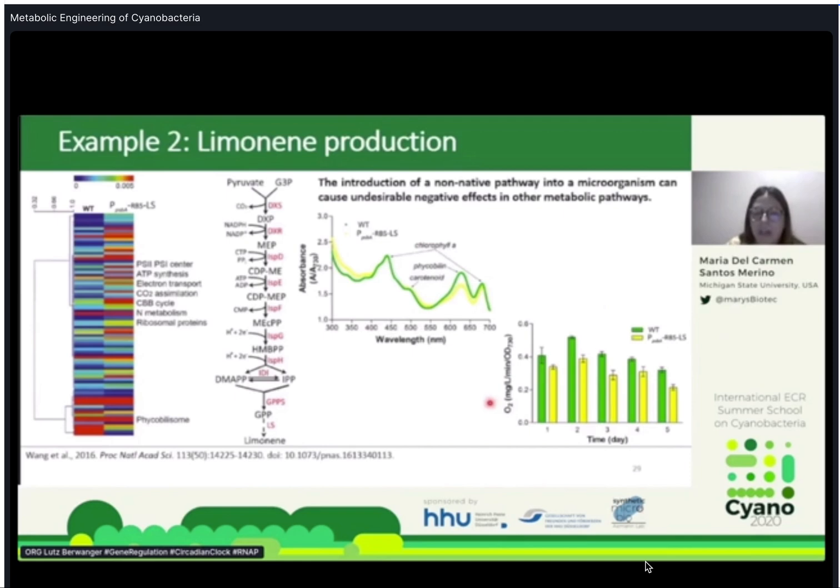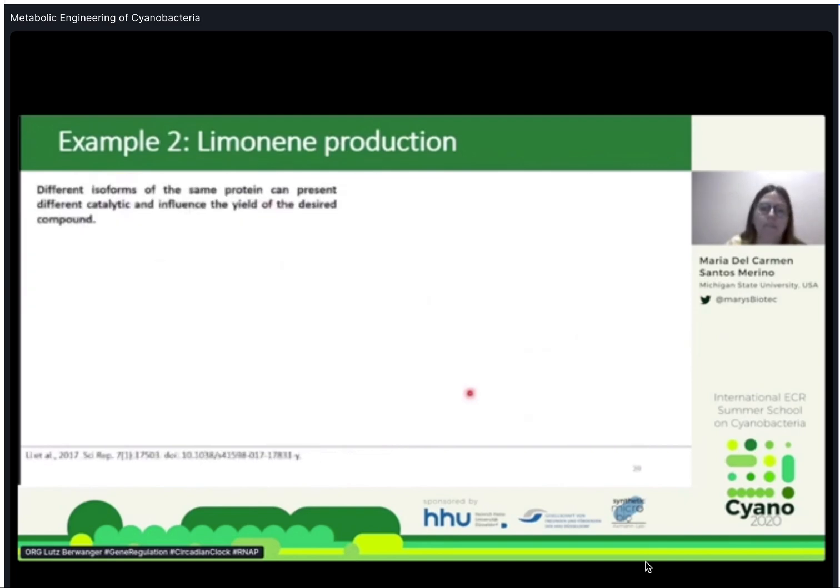This was mainly because the synthesis of limonene doesn't require a higher NADPH to ATP ratio, and that's why the cells don't need to use too much light to use these electrons to produce ATP and NADPH. And also, when we want to produce a specific compound, normally we can choose a specific enzyme from an organism, but by testing the same protein from different organisms, we can get different catalytic activity, and it can influence the yield of the desired compound.